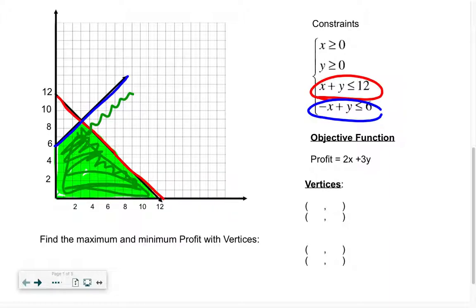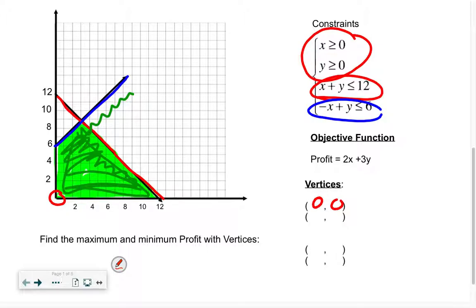Our objective function, we're looking for profit. 2x plus 3y. Doesn't really give us a story behind this one. We'll look at kind of stories later. But all we got to do is find our vertices. Okay? Vertices, like I said, is where we meet. So one that's kind of not so obvious is this vertice right here. That point is 0, 0. That's kind of where these two meet.